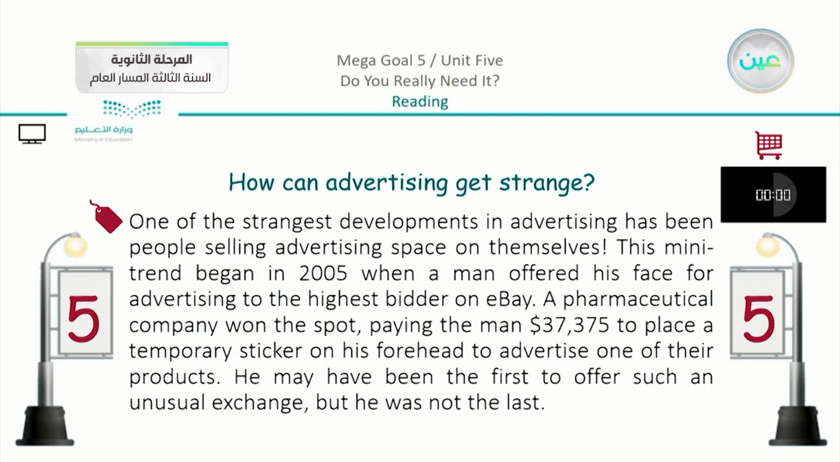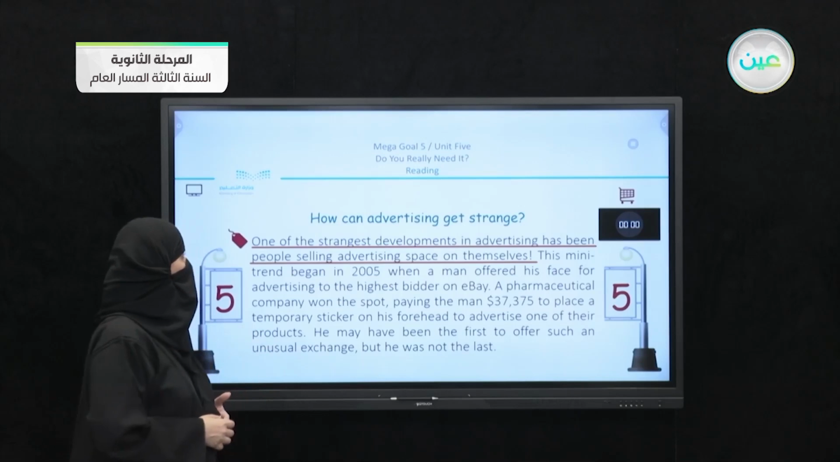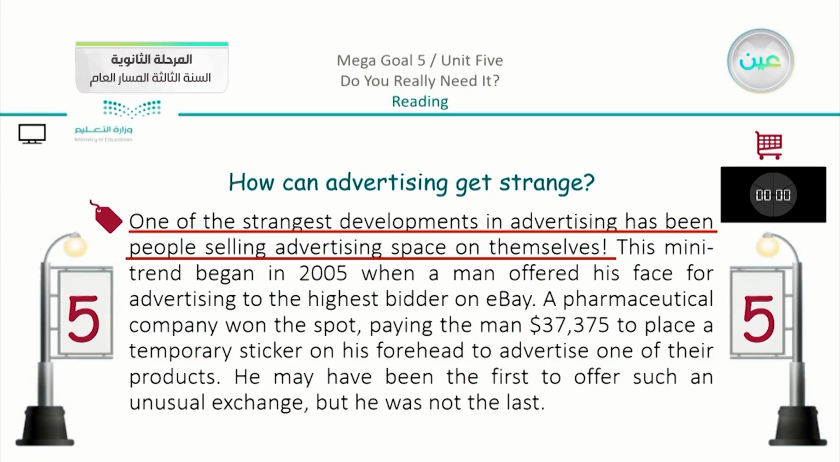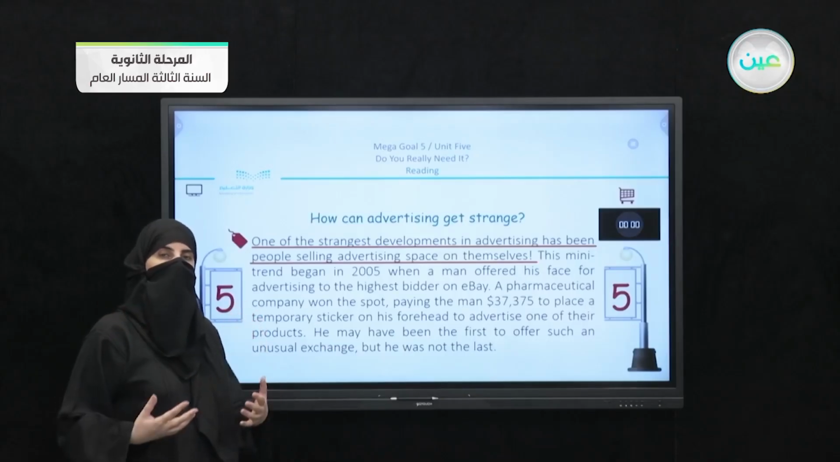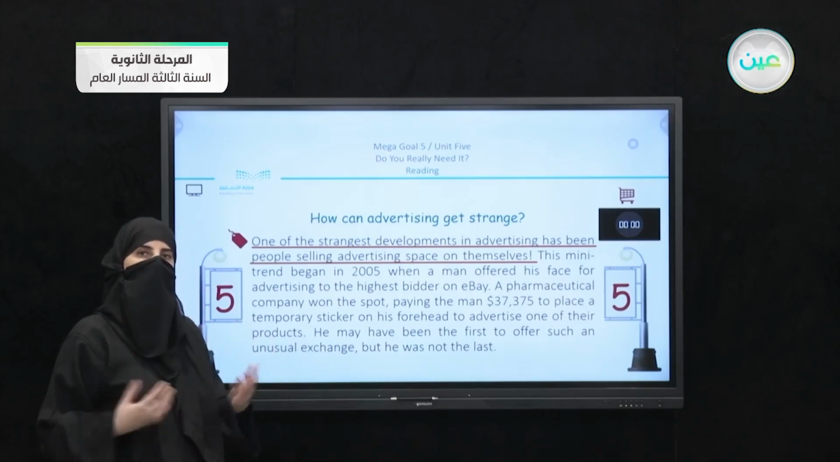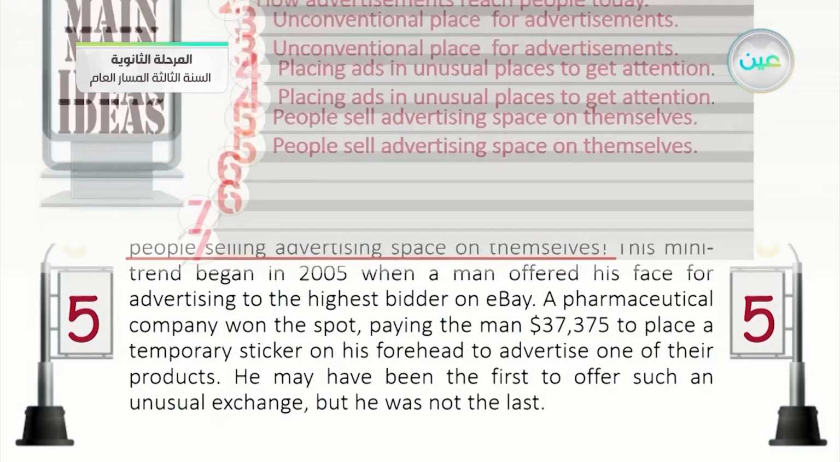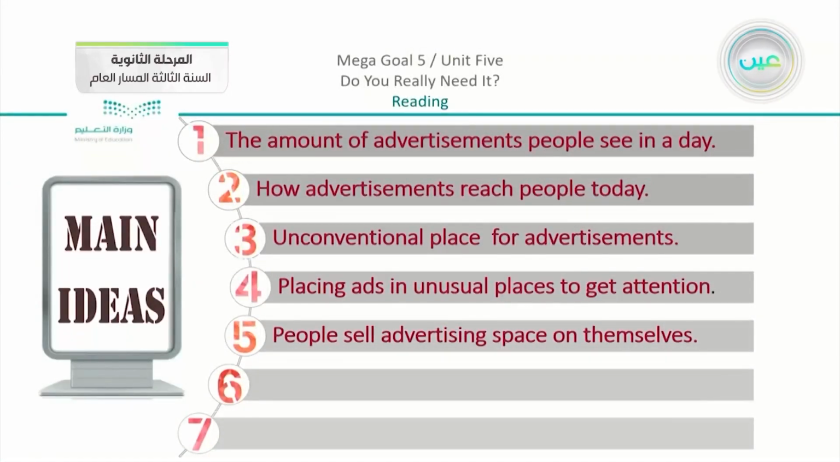Time's up. So here our main idea, as we did before, we have the first line. One of the strangest developments in advertising has been people selling advertising space on themselves. So just imagine that a person can make himself or herself an advertising space. So this is going to be the idea that we have in number 5. People sell advertising space on themselves?